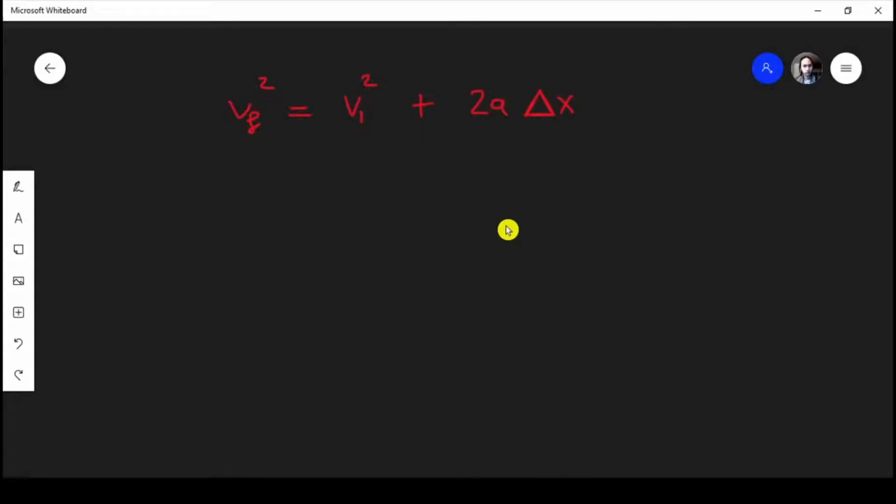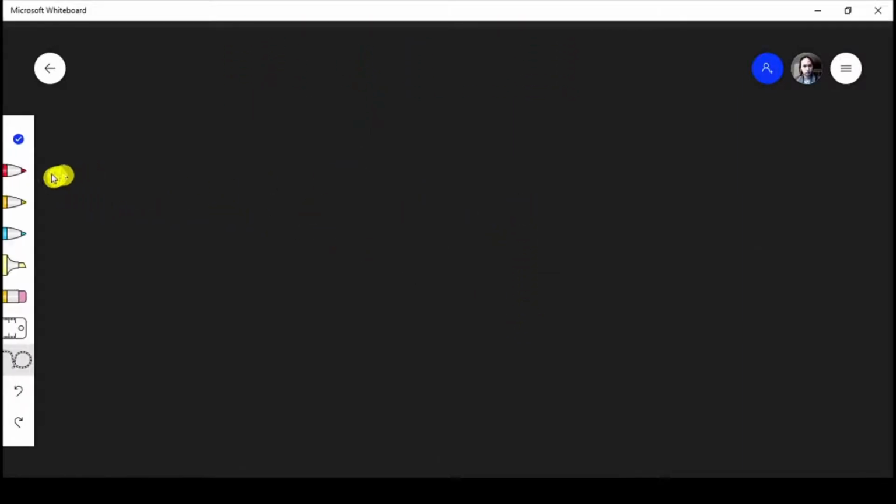This is the third equation in the equation sheet: Vf squared equals Vi squared plus 2a delta x. Let's go ahead and prove it. We already know from the first equation that Vf equals Vi plus at.